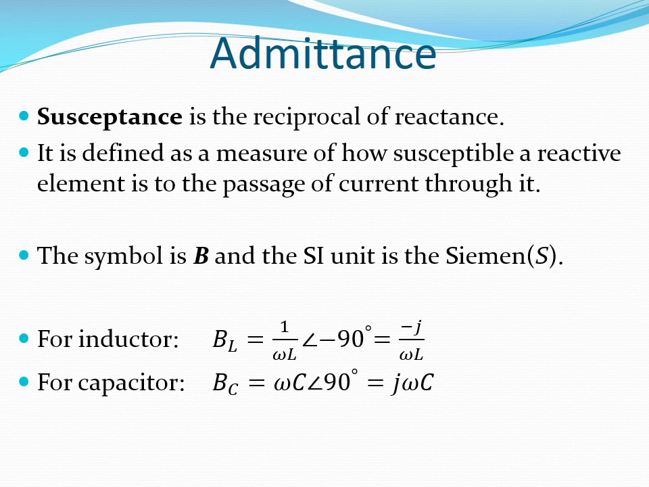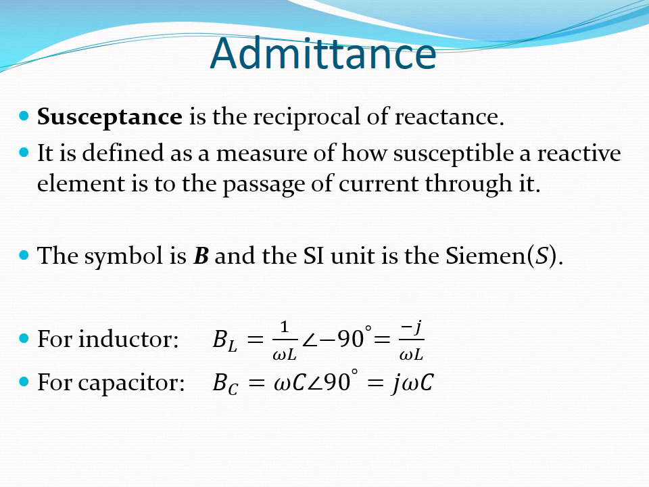Susceptance is the reciprocal of reactance. It is formally defined as a measure of how susceptible a reactive element is to the passage of current through it. The symbol is B and the SI unit is the Siemens.